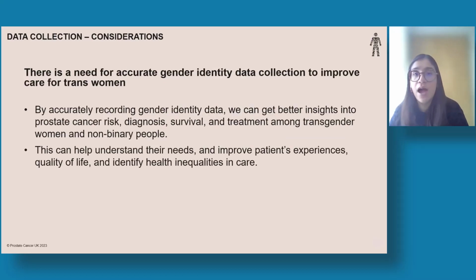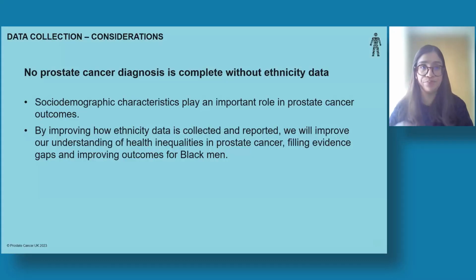There is also a need for accurate gender identity data collection to improve care for trans women and non-binary people. By accurately recording gender identity data, we can get better insights into prostate cancer risk, diagnosis, survival, and treatment among transgender women and non-binary people. And we can start making them more visible, understanding how many they are, who they are, and what their specific needs are. This can help improve care in general, give us an understanding of their needs in terms of quality of life, and also identify health inequalities in care that they may be experiencing.